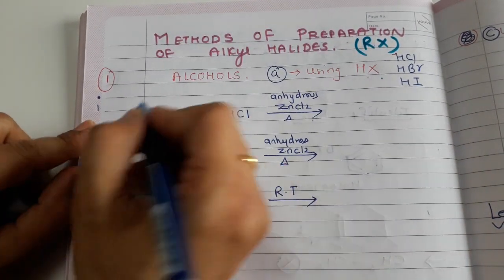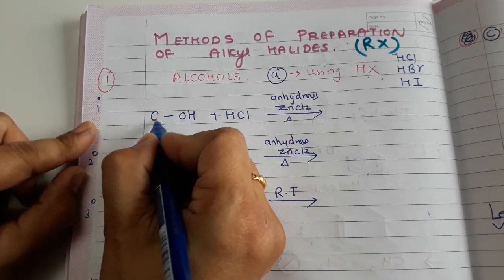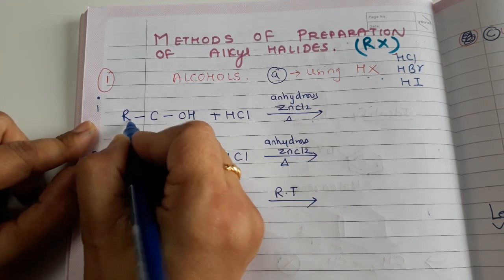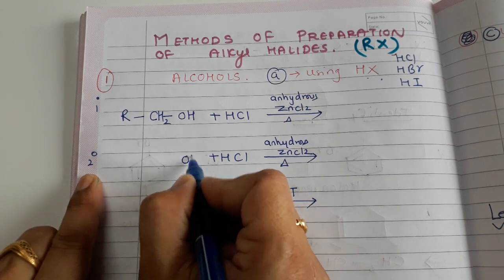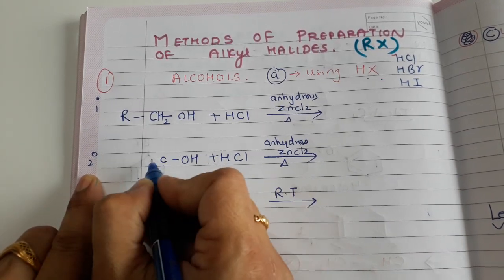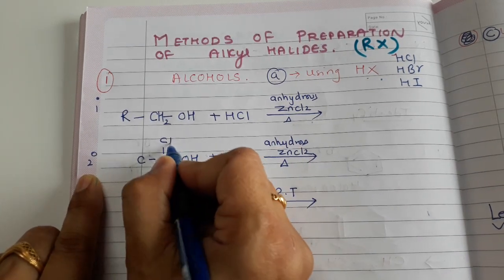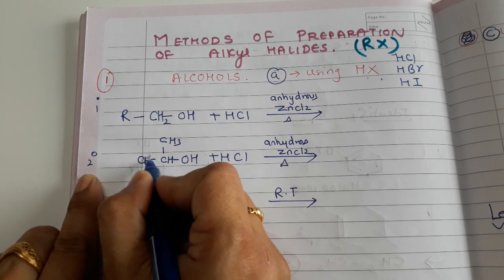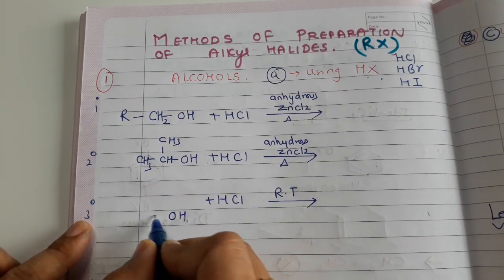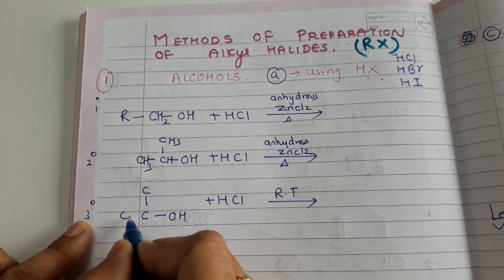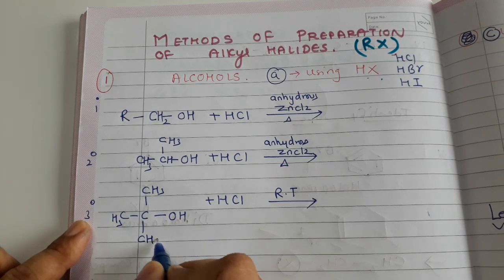For a primary alcohol, I first write OH. OH is bonded to a carbon atom which is attached to only one alkyl group, so this is a primary alcohol. In a secondary alcohol, OH is attached to a carbon atom which is bonded to two carbon atoms, so I write CH, CH3 and CH3. For a tertiary alcohol, OH is attached to a carbon atom bonded to three carbon atoms, so I write CH3, CH3 and CH3.